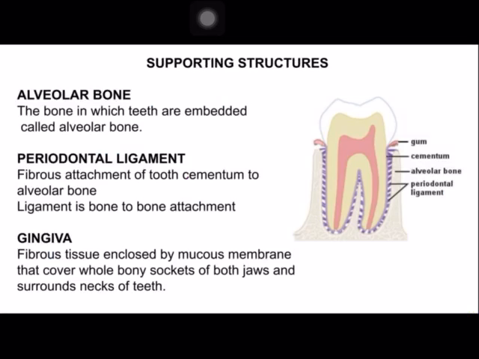Now we are going to discuss supporting structures of tooth. Alveolar bone: the bone in which teeth are embedded is called alveolar bone. Each tooth has its own socket in which it is embedded. That socket is formed of a bone called alveolar bone, which provides support to the tooth. After that, periodontal ligament, the fibrous attachment of tooth cementum to alveolar bone, like ligaments from its name.